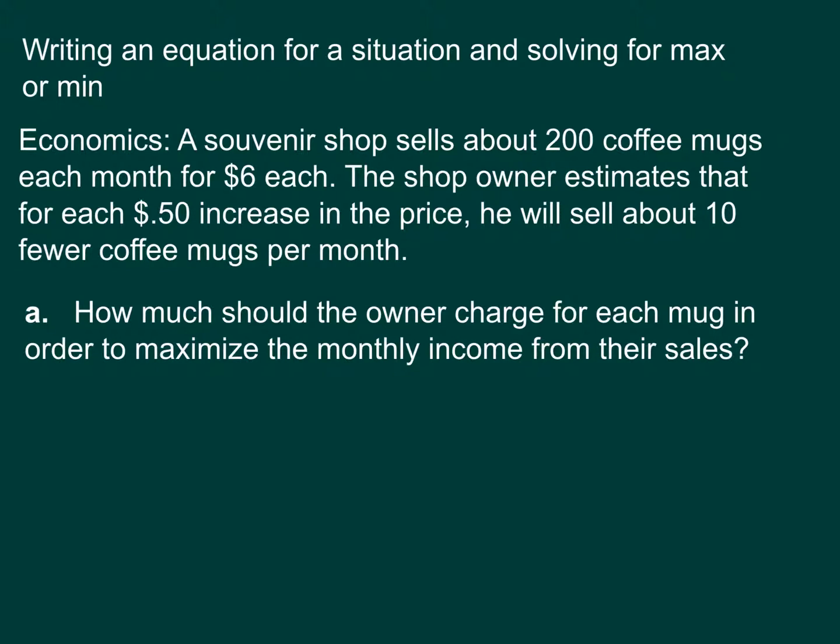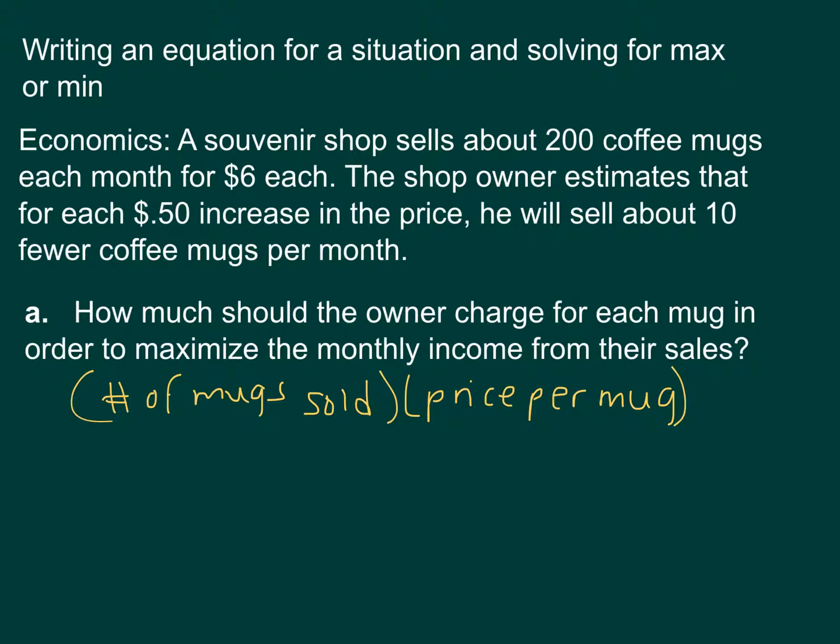So in order to even figure out how much money you make, you would have to take the number of mugs sold times the price per mug. So since it changes, both of these values are going to change. So there needs to be an x in both of them. So we're going to say let x equal number of increases in price.